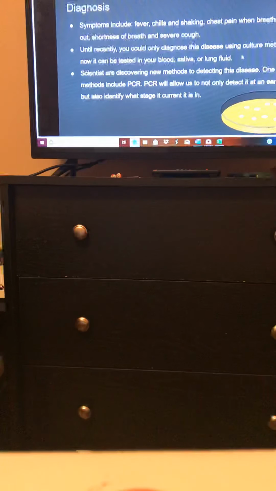Well, initially, you would need to use the culture methods, which were a little more complex and could take more time than today. Now, all you have to do is a simple test on either your blood or saliva and so on. The only other problem with these current methods is that you cannot detect it early on. It takes until you are infected that you can be tested. So scientists are working on a way that they can use PCR methodology to detect it in its early stages, as well as tell what stage it's currently in.